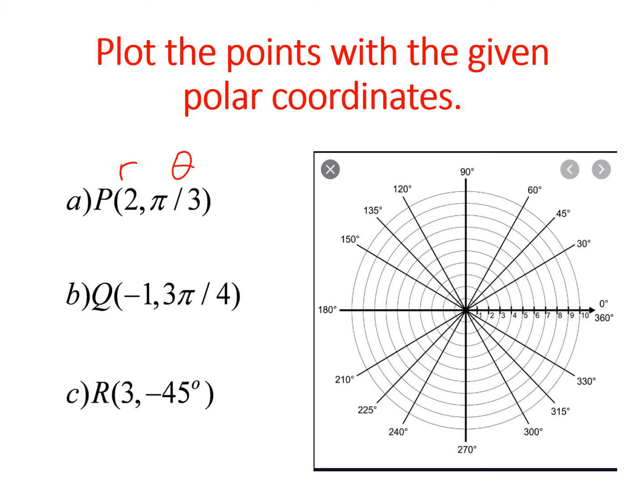Your radius is 2. So if we start at the origin and we go out 2 units on our positive x-axis, and then we rotate pi over 3 radians, and pi over 3 would be the same, if we haven't forgotten our unit circle, as 60 degrees. So we're going to go out 2 and rotate to pi over 3. Some students prefer to find where pi over 3 is, and then count out 2 units toward pi over 3 to come up with that point.